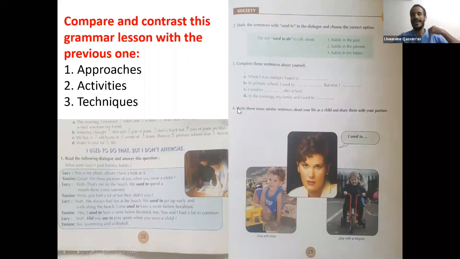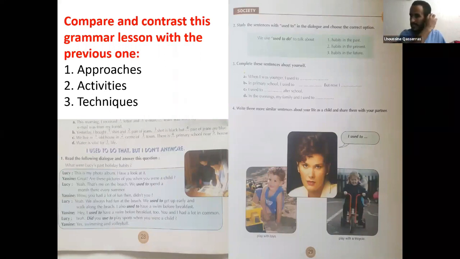Good, now, another one. Another grammar lesson. So compare and contrast this grammar lesson with the previous one. You compare approaches, activities used, and techniques. This is the book, Common Core, the 10th grade, Outlook. Here the grammar lesson is about used to.